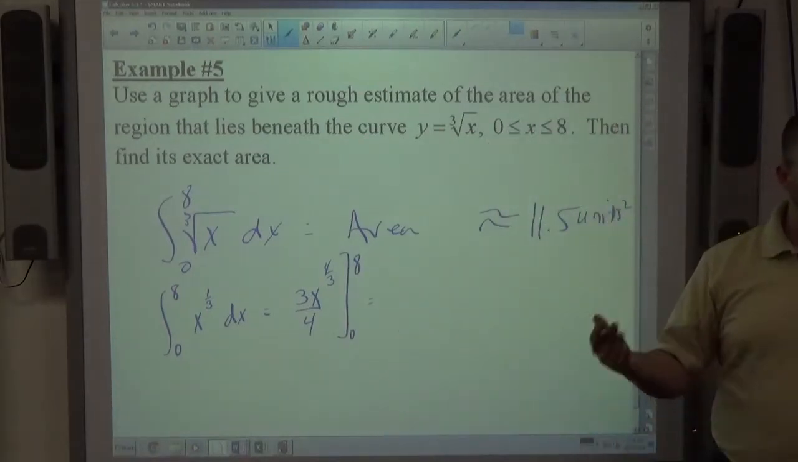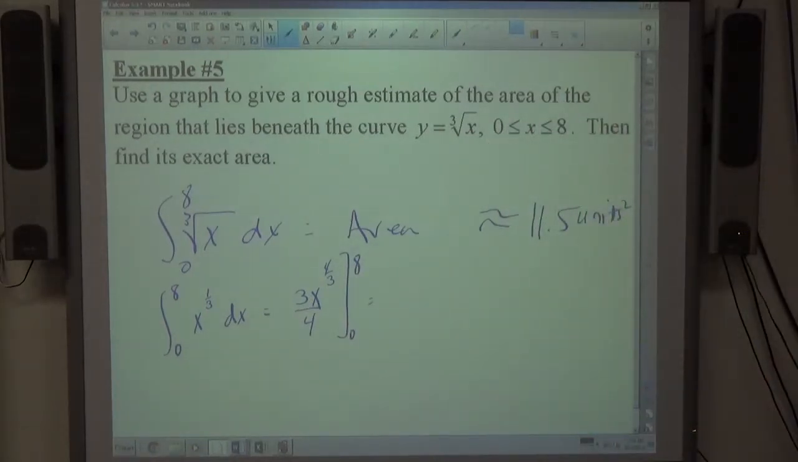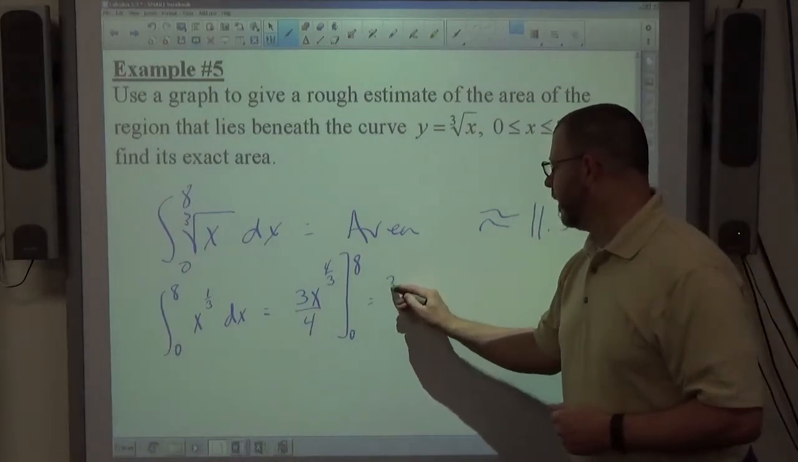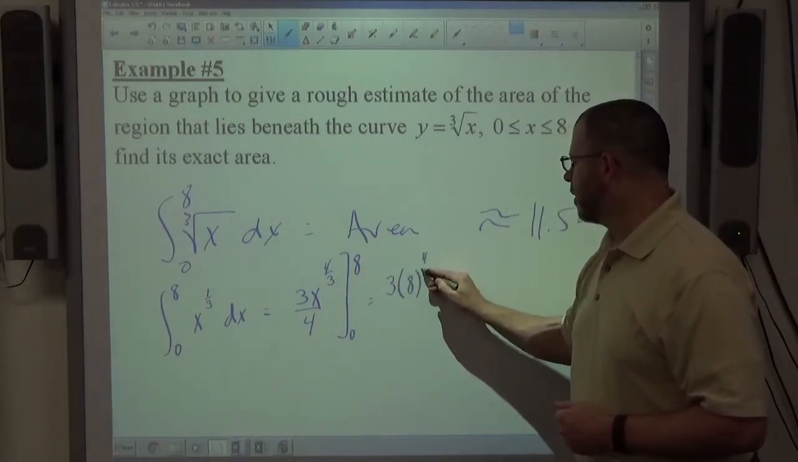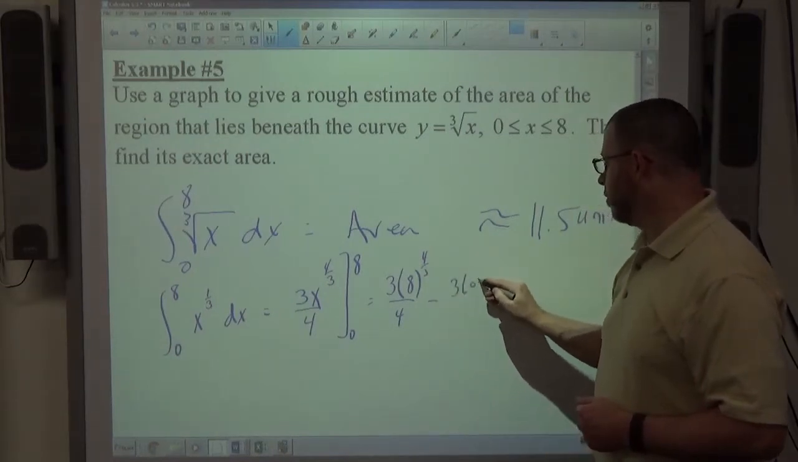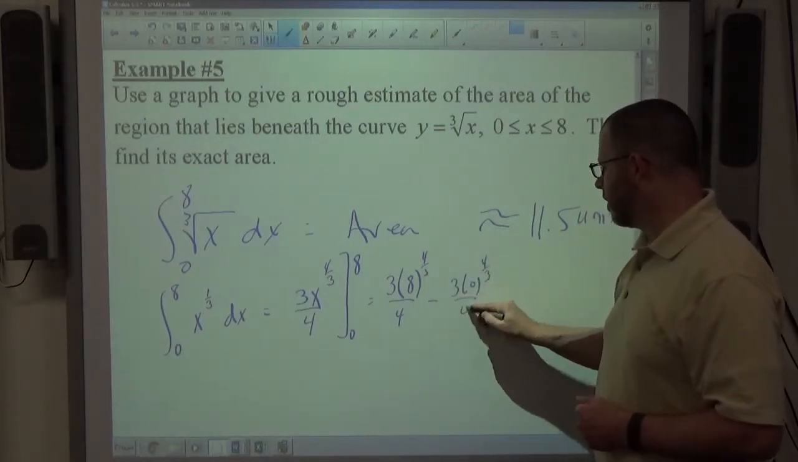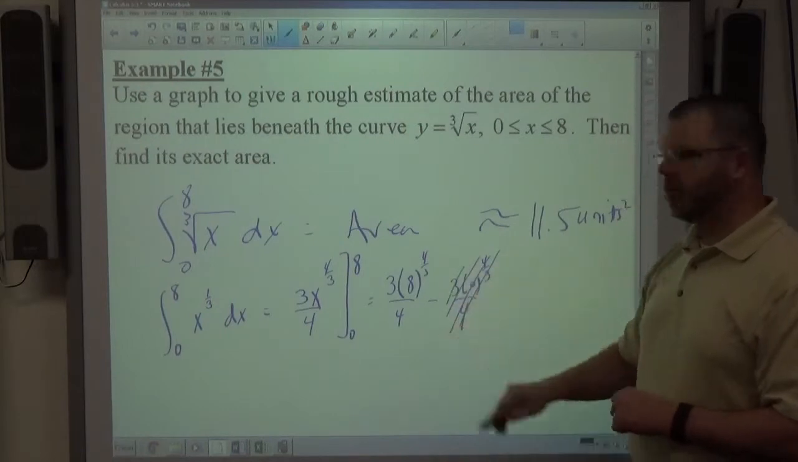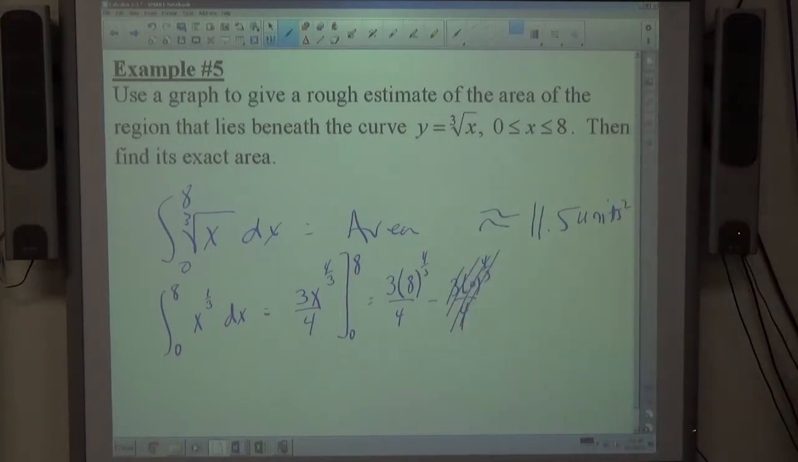which again, based on the fundamental theorem of integral calculus that we learned yesterday, it simply means to put 8 in for x and then put 0 in for x and subtract the two results. So I'm going to get 3 times 8 to the 4/3 power over 4 minus 3 times 0 to the 4/3 power divided by 4. That equals 0, so it's irrelevant.